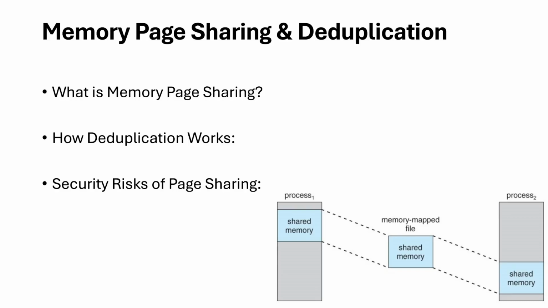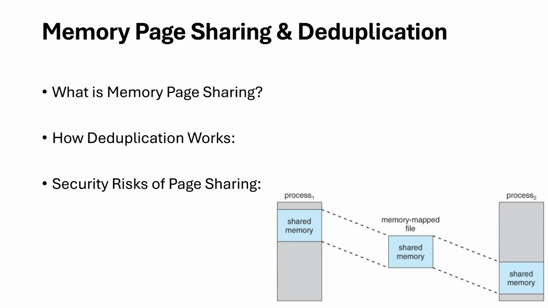Now, memory duplication and page sharing. What is it? Operating systems share identical memory pages between processes or virtual machines to reduce memory usage. Instead of storing multiple copies of the same data, the system merges them into a single shared page. If a process modifies a shared page, a copy-on-write mechanism creates a private copy and moves it over. Why is this a security risk, though?